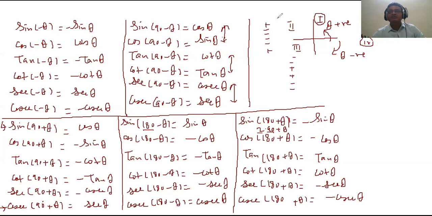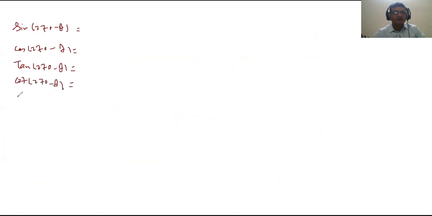Now we are moving to, similarly we'll discuss sine 270 minus theta, cos 270 minus theta, tan 270 minus theta, cot 270 minus theta, sec 270 minus theta, and cosec 270 minus theta.